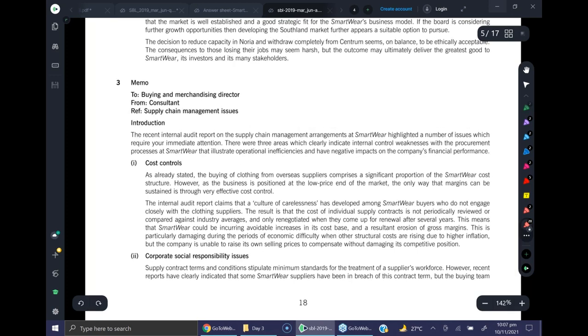So cost controls are discussed here, in which the culture of carelessness is discussed. So cost needs to be controlled, right? Because this is the only way you will be able to offer lower prices. The internal audit report claims that there is a culture of carelessness among smartwear buyers who do not engage closely with clothing suppliers. The result is that the cost of individual supply contracts is not reviewed compared against the industry average, right? And only negotiated when they come up for renewal after several years. This means that smartwear could be incurring an avoidable increase in cost base and resulting erosion of gross margins. This is particularly damaging during periods of economic difficulty and so on and so forth, right?